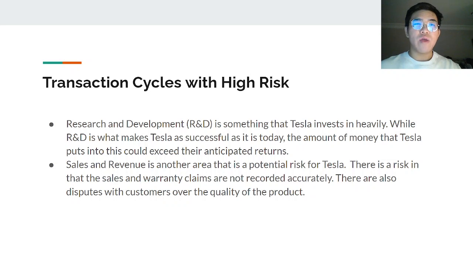The other area that has a potential risk is sales and revenue. This involves customer orders and invoicing. There is a potential risk here because the sales and warranty claims may not necessarily be reported accurately, and there are also disputes with customers over the quality of the products.